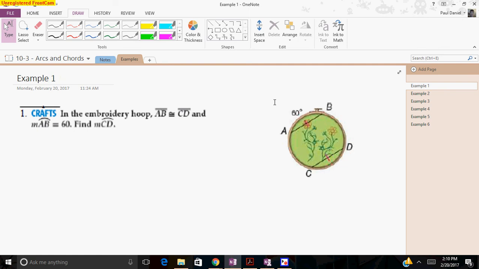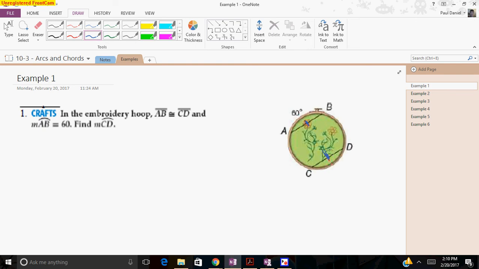This one came out a little blurry when I copied it over, but it's on your page of notes. We have this embroidery hoop, and in this embroidery hoop we have the line segment, or the chord, AB being congruent to the chord CD. And they told me that the measure of the arc AB is 60 degrees. So they've given me that these two chords are congruent.